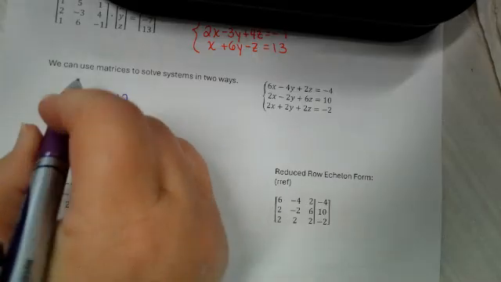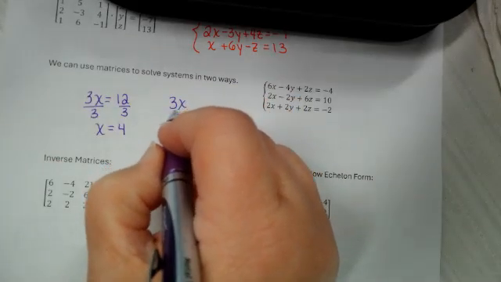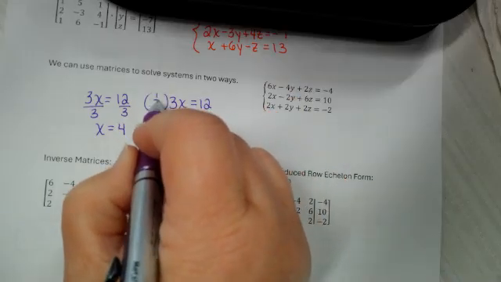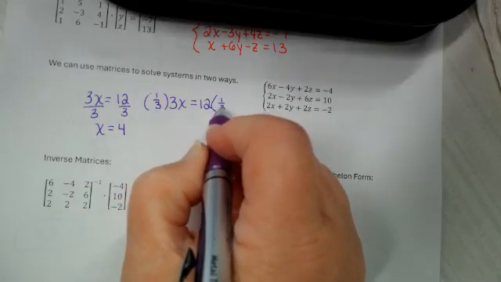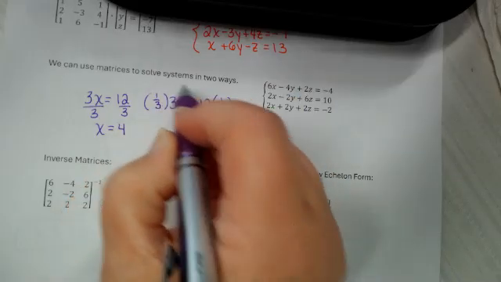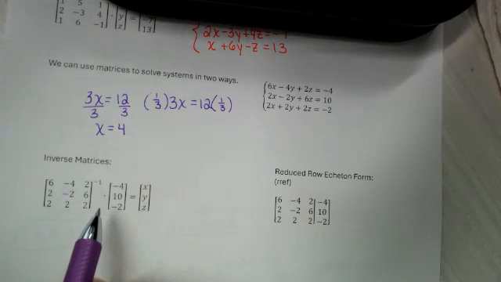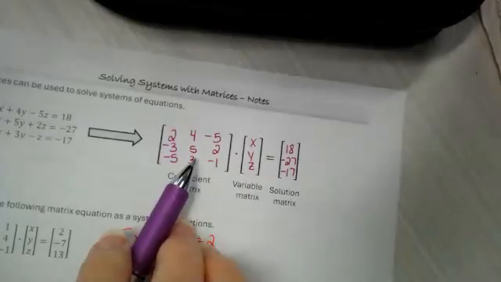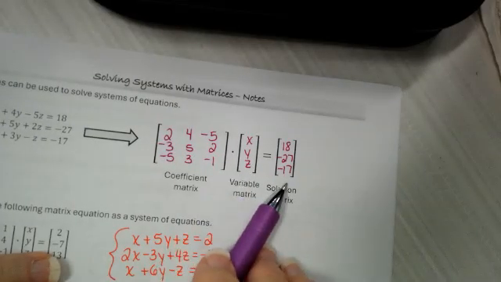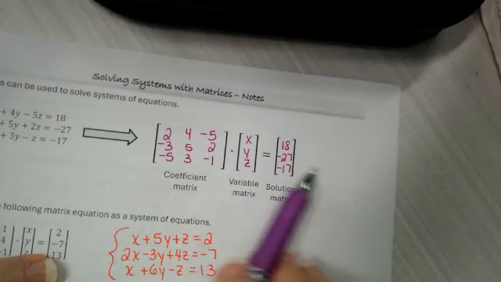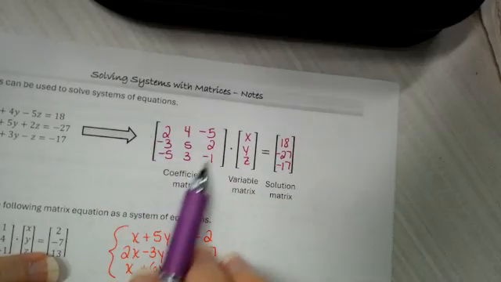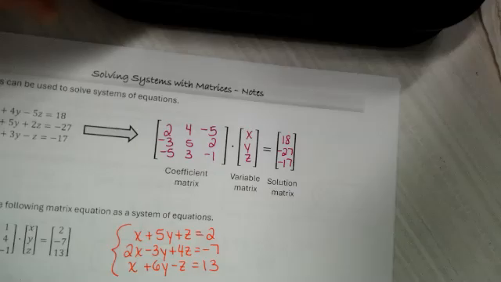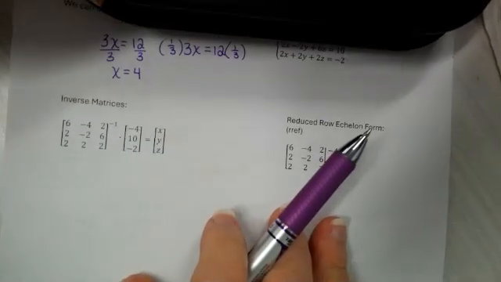Another way to think about that is to say, well, if I have 3x equals 12, I really multiply both sides by the inverse of 3. And that's what we're going to do here. If you look back here, we've got our coefficient matrix and our variable matrix and our solution. We're going to multiply both sides by the inverse of our coefficient matrix. And because of the nature of matrices, it matters what order we put them in. So I'm going to show you that.